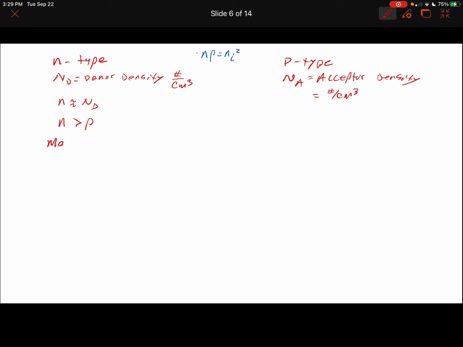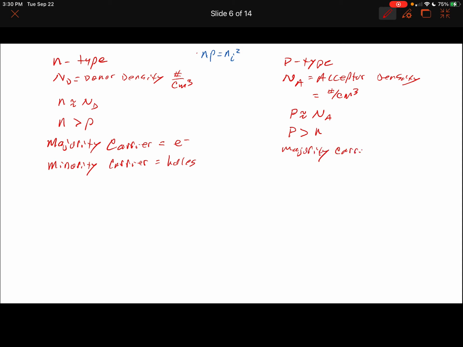And we say that the majority carrier for n-type is electrons, and the minority carrier is holes. That may seem like a silly way to talk about it, but it's nice because it normalizes things out: it doesn't really matter whether we're talking about p or n-type material. For p-type material, the hole concentration is essentially the same as the acceptor doping density, there'll be more holes than electrons, and the majority carrier will be holes. And the minority carrier is electrons.